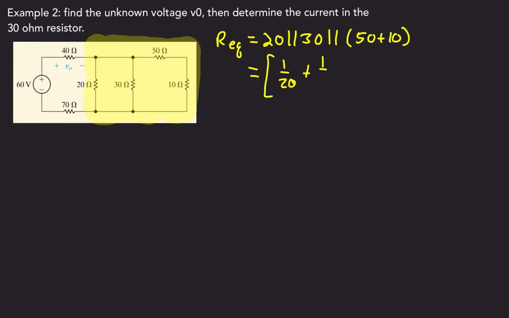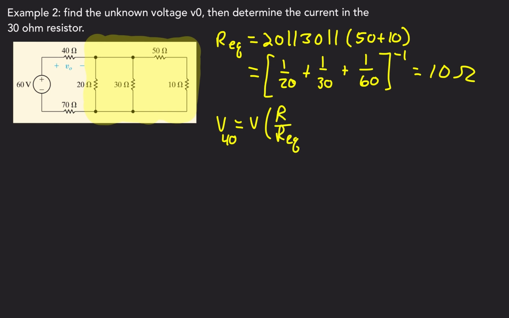1 on 20 plus 1 on 30 plus 1 on 60. Inverse. That equivalent resistance is 10 ohms. So now voltage across 40 is equal to the voltage source times R on R equivalent. The source is 60 volts. Resistor is 40.